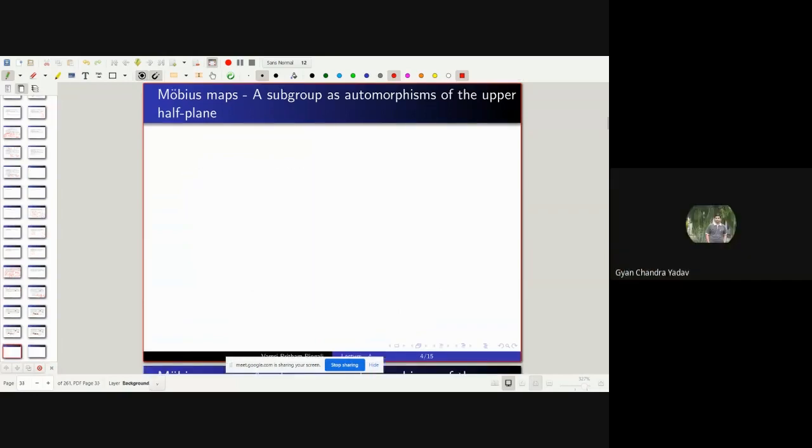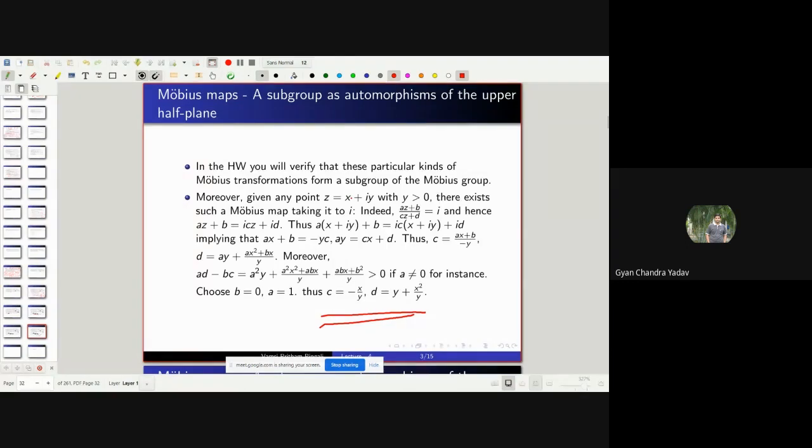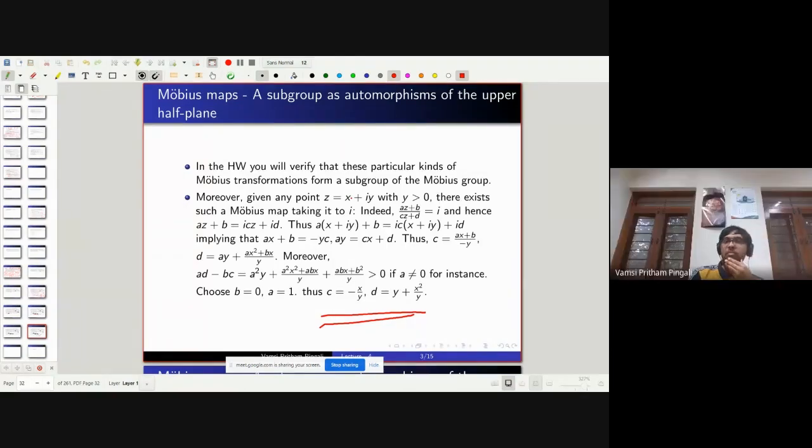Sir, not only i, we can map any complex number to any other point. Absolutely, you're right. The fact that these things form a group means that if I take any such Mobius map where A, B, C, D are real, then its inverse is also a Mobius map where A, B, C, D are real. So if I want to map Z to W, I'll map Z to i, then I'll map i to W. I can map W to i, just take the inverse of it, that'll take i to W, and compose these two. Okay? Yes.